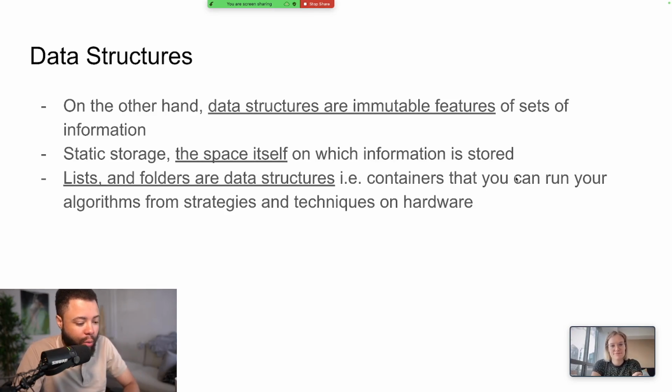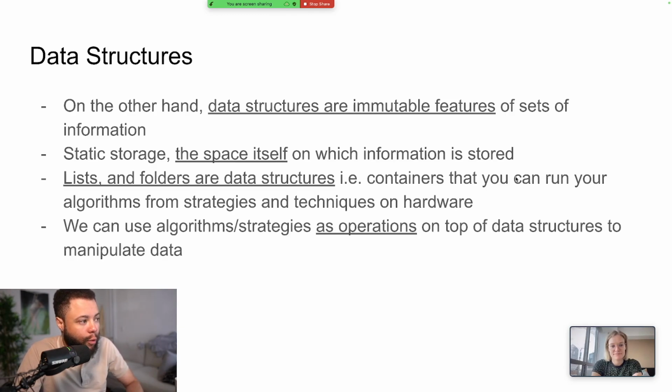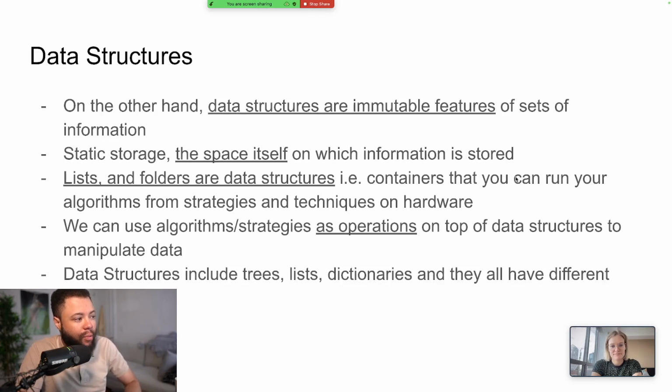If there's anyone watching this who is a computer science person, you might know functional languages, for example. And functional languages are taking data and then running functions on top of them. That's kind of what data structures are useful for here. So what we want to do is that we actually want to use algorithms as strategies, as operations on top of smart data structures to manipulate our data. We want to use data structures as our low-level rules of engagement and then build strategies on top of those. So data structures might be trees, lists, dictionaries, and stuff like that, which all have their own trade-offs as well, actually.